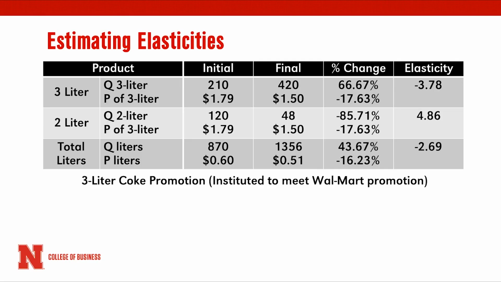And here's what's really interesting, is that when the price of the 3 liter bottle of Coke went down to $1.50, we see that the demand for the 3-liter bottle skyrocketed, and the demand for the 2-liter bottle actually declined. So if we look at the quantities from column 1 to column 2, we see that the increase in demand for the 3-liter bottle actually was pretty dramatic. And as a percentage change, it's calculated there as 66.67%.